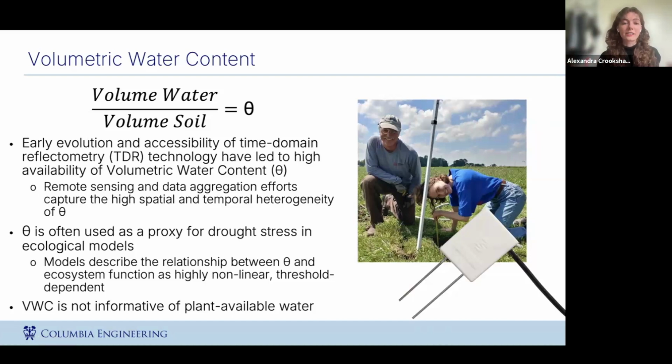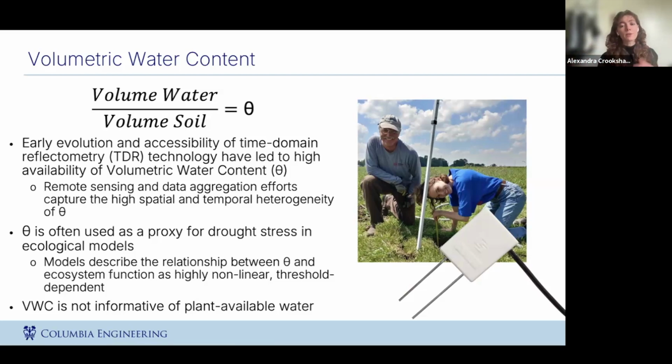And these data are additionally accessible because of data aggregation efforts such as Mesonets, Ameriflux, Neon, the National Soil Moisture Monitoring Network, as well as remote sensing capabilities, such as SMAP or SMOS, which use microwave remote sensing to give broad scale estimations of volumetric water content. So the one thing you should take away is that volumetric water content is very available, and because of that, it's often used as a proxy for drought stress in ecological models.